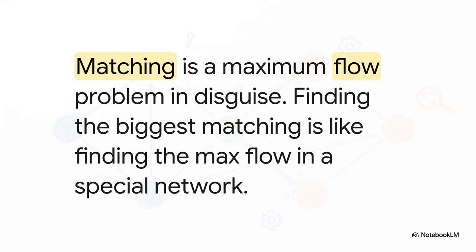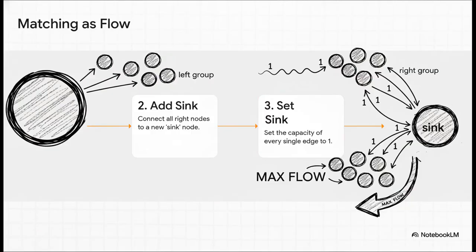Now, this whole process of finding better and better paths might sound a little familiar to some of you. There's a really deep connection here to another famous problem called maximum flow. It turns out that finding the biggest possible matching is really the same problem as finding the maximum flow through a special kind of network. It's one of the most elegant connections in computer science. You can actually transform any matching problem into a flow problem with just a few simple tweaks.